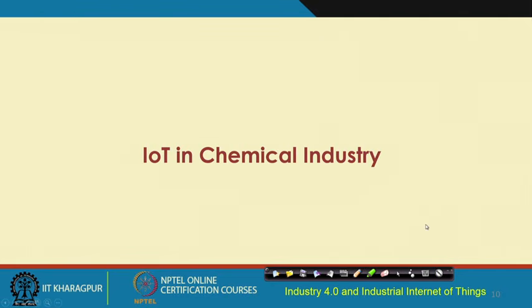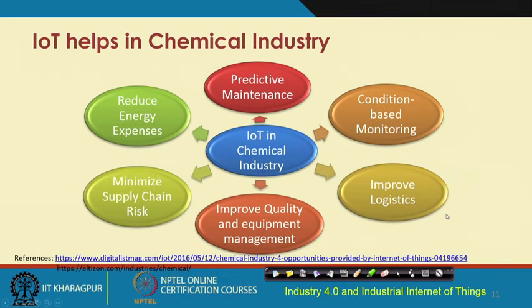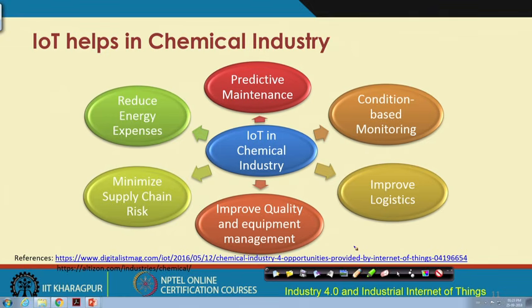In the chemical industry likewise, IoT could be used for improving the overall processes, productivity, reducing costs and so on and so forth. So, in the chemical industry, once again let us have a look at these different benefits. We can have predictive maintenance, we can have condition based monitoring of different machinery that are taking part in these industries to carry out different processes, to execute them and so on.